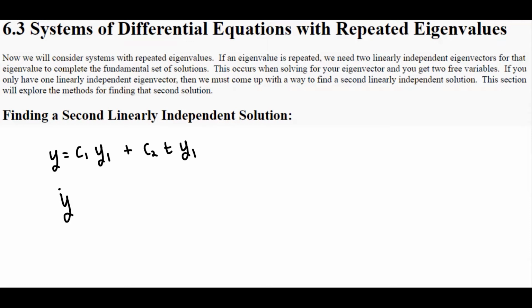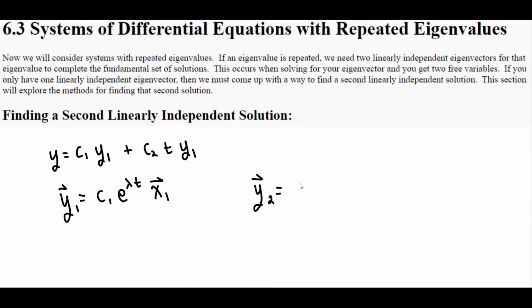If we have one solution, let's say C1 e to the lambda t x1, where x1 is the eigenvector for lambda, but lambda is repeated and we don't get a second eigenvector. Sometimes you can get two eigenvectors out of one eigenvalue, but if you only get one, how do we get that second solution? So it turns out that the second solution, we'll call this y1, this will be y2.